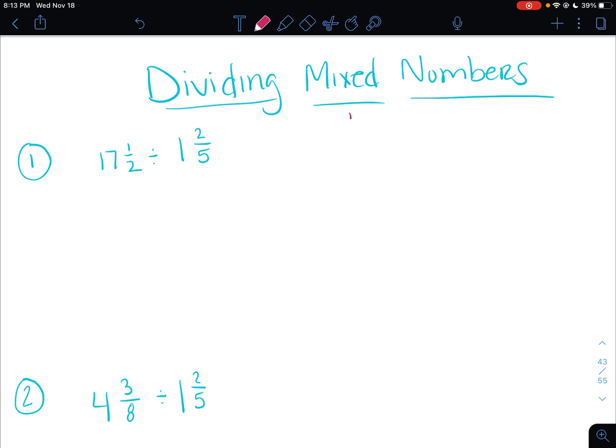So when you're dividing mixed numbers, just like when you're multiplying, adding, and subtracting them, your first step is always improper fractions. So this is not in your packet as well, kind of veering away from the packet. So I want you to copy down these problems in your notebook. The first one is 17 and 1/2 divided by 1 2/5. And then to the right of that, I would write the second problem, which is 4 3/8 divided by 1 2/5.